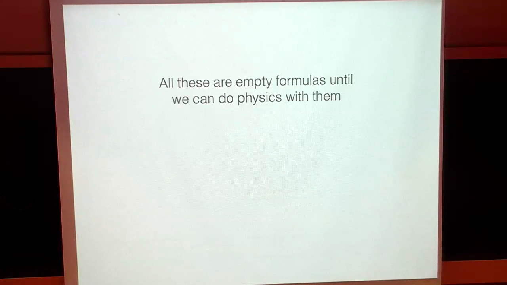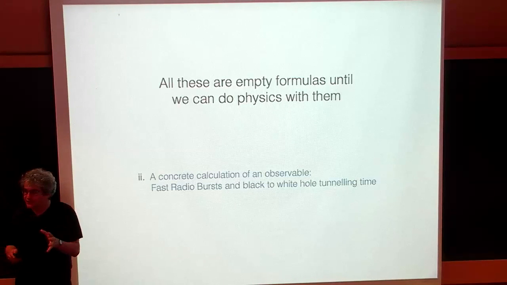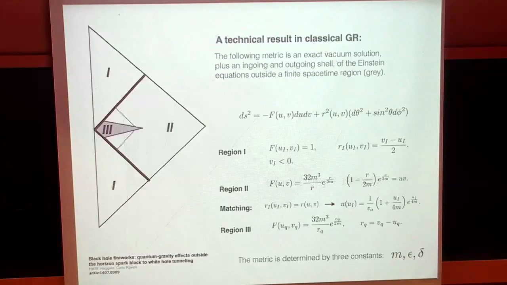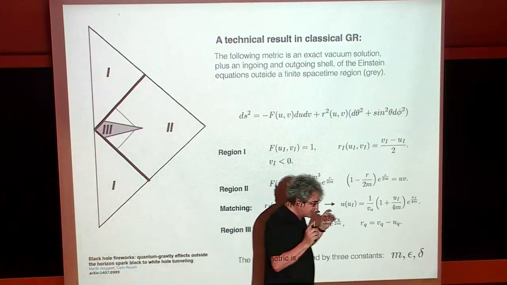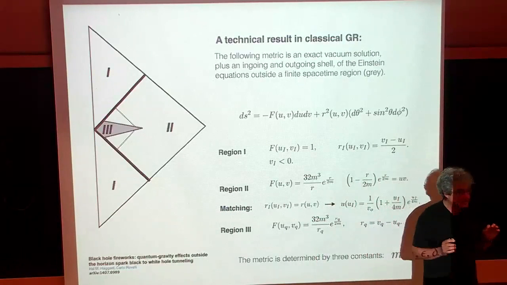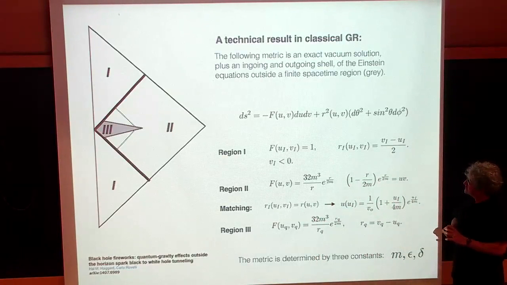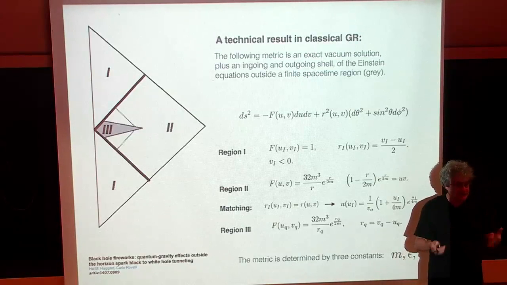Okay, so let me go now to the second part. I'll be fast. I'm going to use all this and present you a calculation of what happens in the quantum region. And I want to start with giving you a piece of a technical result in classical GR, which was enormously surprising to me when it came out. If I tell you, you don't believe it, but it's true, and I'll show you why.